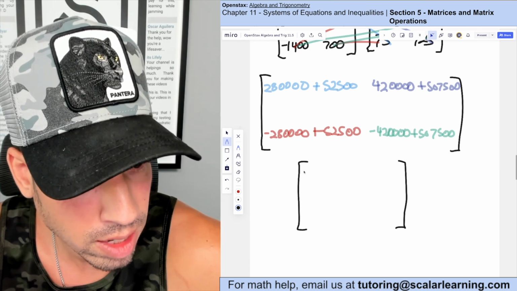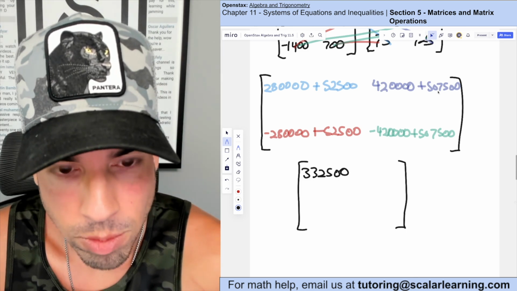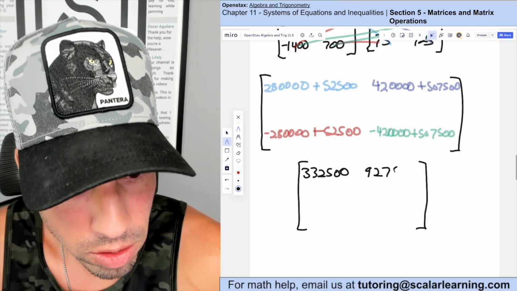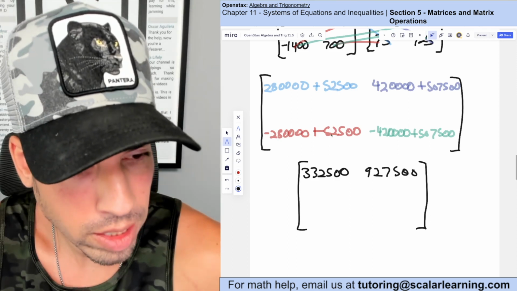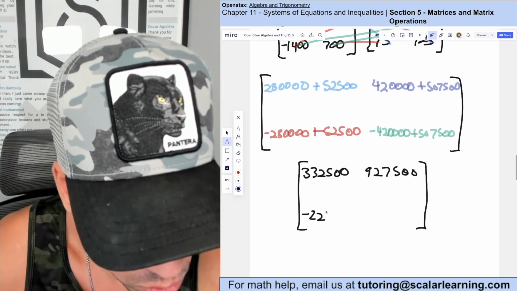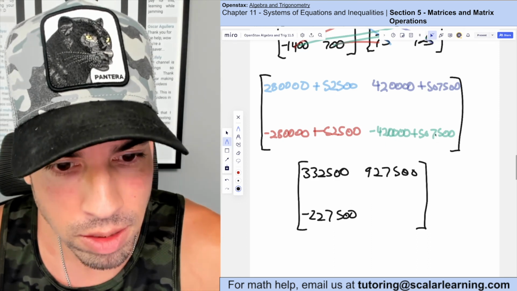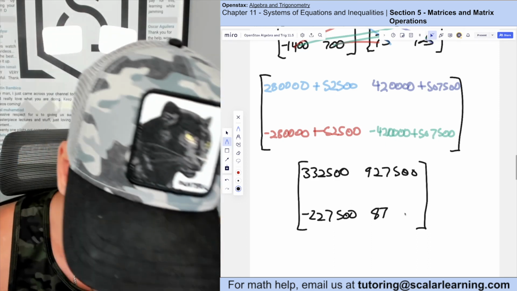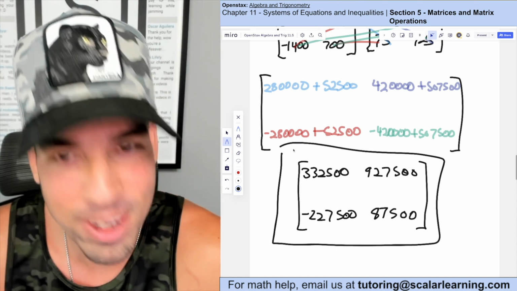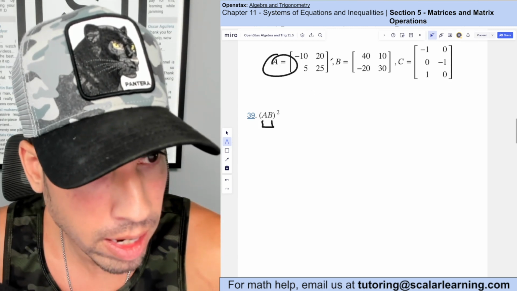Now to get the final matrix, we're going to do a little addition. So this plus that is 332,500. 420,000 plus 507,500 is 927,500. Then negative 280,000 plus positive 52,500 is negative 227,500. Last but not least, negative 420 plus positive 507 is 87,500. And that is how you do it. Done.